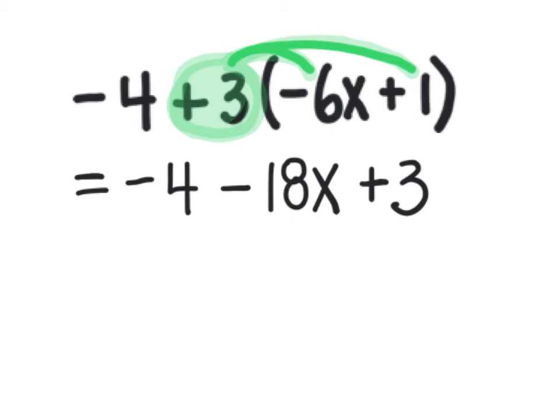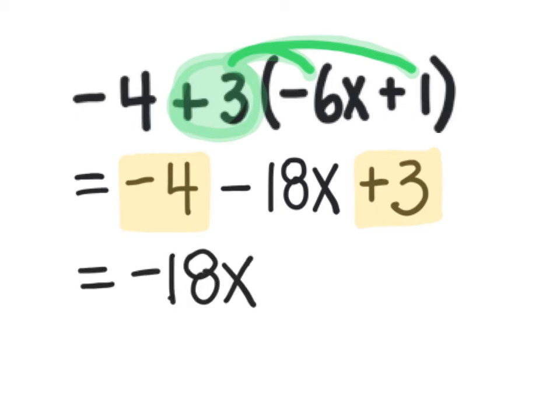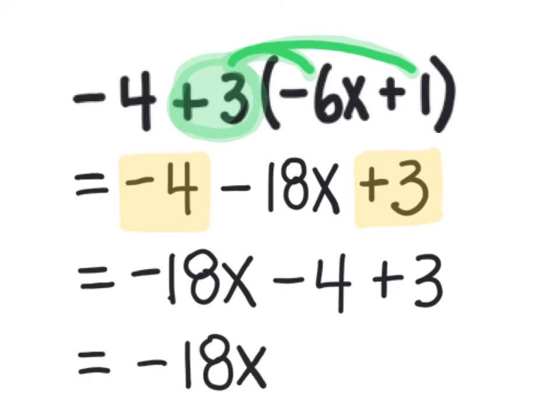Now we can look for any like terms, which we can see in this case the negative 4 and the positive 3 both do not have variables. They're both constant terms and can therefore be collected. So we will write down the negative 18x to begin with, and then we will put the negative 4 and the positive 3 next to each other. From there, we can simplify. The negative 18x will not change because there's nothing to combine it with, but the negative team will win by 1 point when it comes to negative 4 plus 3.